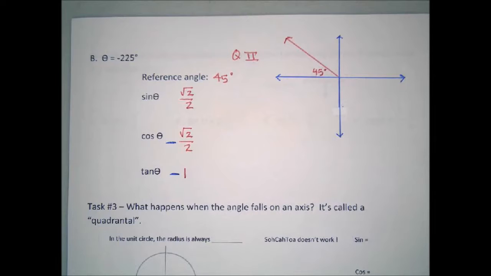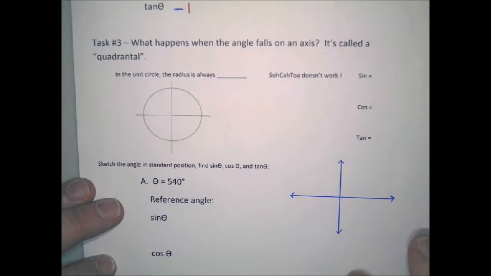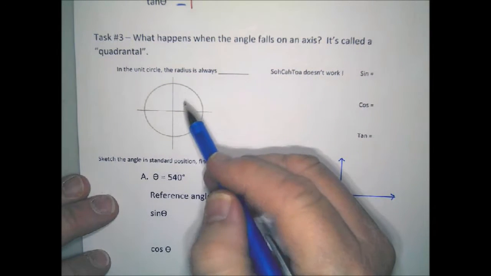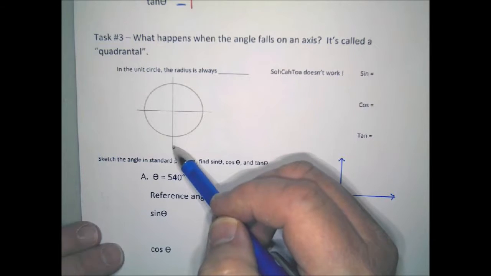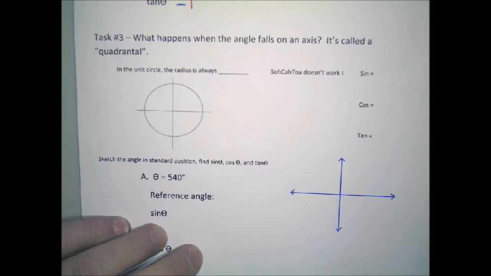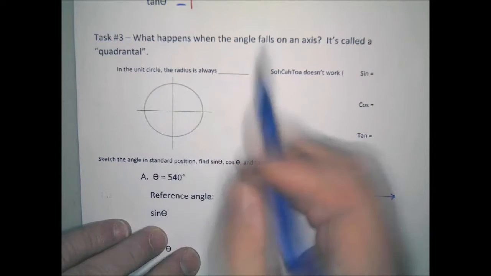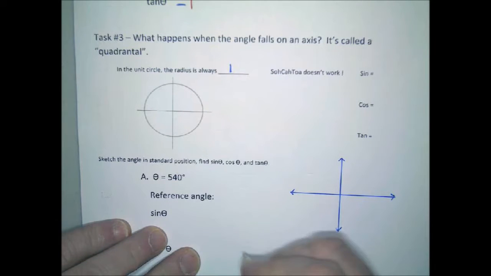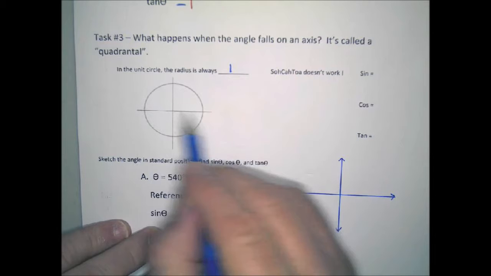Now let's go down to task number 3. What if we tried to do the same thing, but we didn't land? Our terminating ray actually landed right on an axis somewhere. Well, we have to do our analysis a little bit different. In the unit circle, the radius is always 1. So let's go back to those points again. Remember, this would be 1, 0.